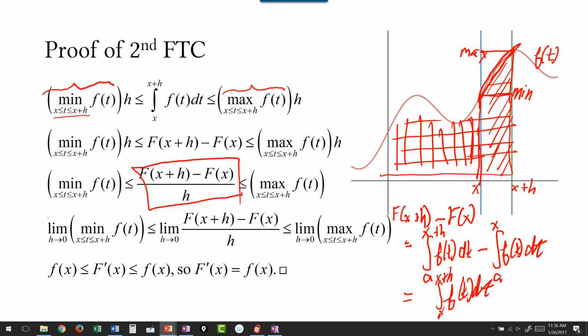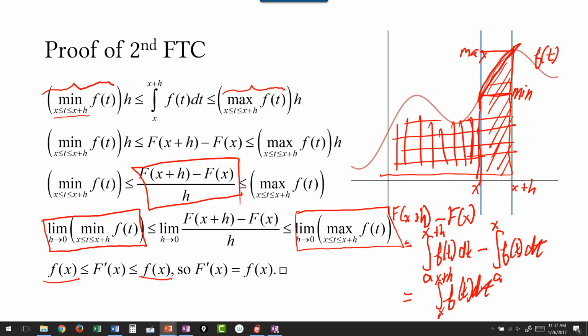On the far left, we're taking the limit as h goes to 0 of the smallest value for little f. We assume little f is a continuous function, so that has no choice but to be f of x. Similarly, if we take the limit of the maximum value on the interval x to x plus h and shrink that interval down as h goes to 0, then we also get little f of x.